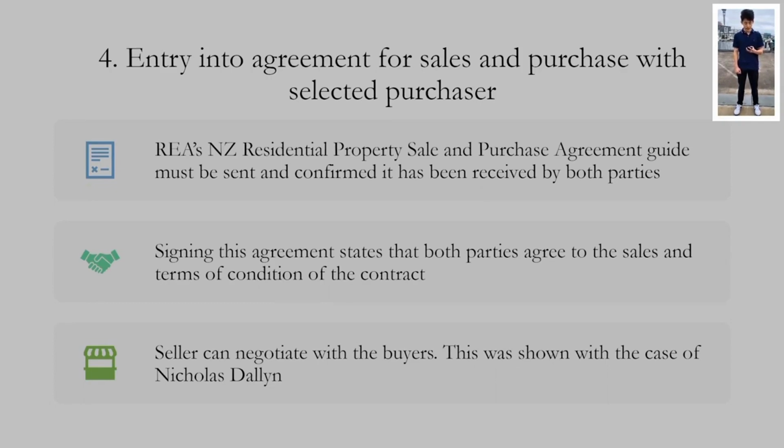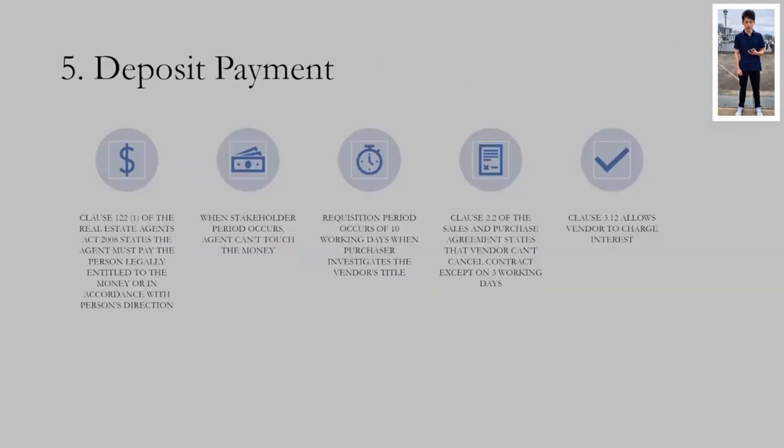This was shown in the case with Nicholas Dunham. Even though Mr. Dunham was found guilty of misconduct, he was able to arrange the vendor to negotiate a better price for the property. This was effective as it increased the sale price by $25,000. As the vendor is an unsecured creditor, the deposit is advised to be paid to the real estate agent.